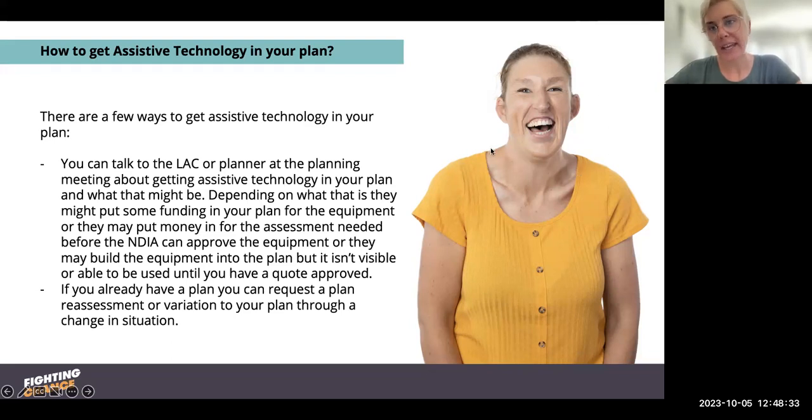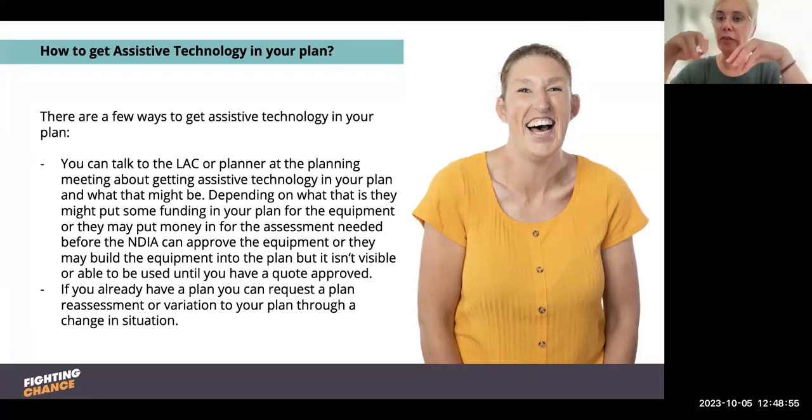But if you want to review the whole plan, you need to specify that it's plan reassessment. Otherwise, you'll get it. Say you want to do a plan variation and you submit a quote and a report to say that this is the piece of equipment that you need.